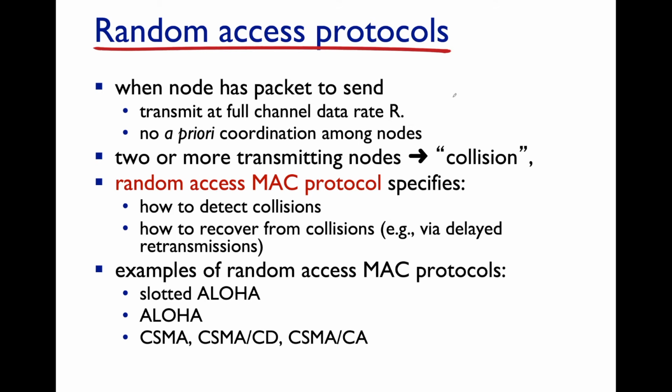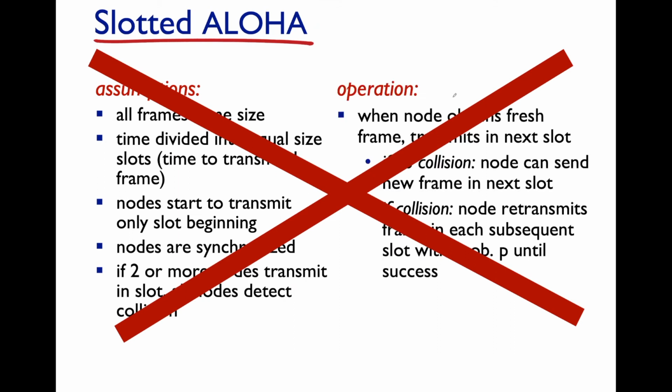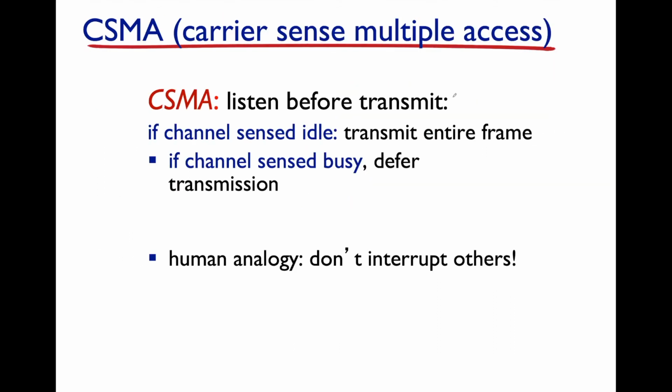Now, this typically means you're going to delay your retransmission, and if you delay some random amount of time, it's very unlikely that you're going to resend at the same time. And that's how this sharing is achieved for random access. And so some examples of random access MAC protocols are slotted Aloha, and we won't talk about those really. CSMA, carrier sense multiple access. CSMA CD, the CD stands for collision detect, and CA stands for collision avoidance. So we won't talk about slotted Aloha, but we will talk about carrier sense multiple access.